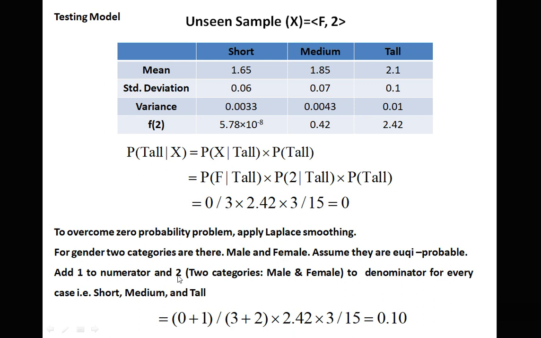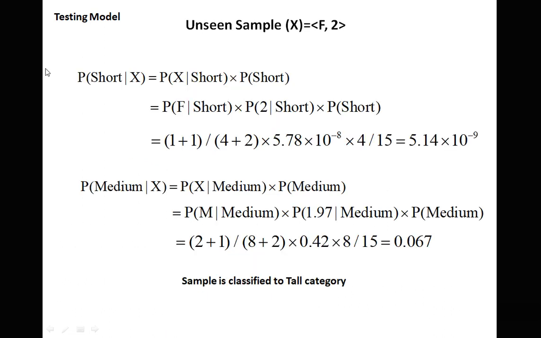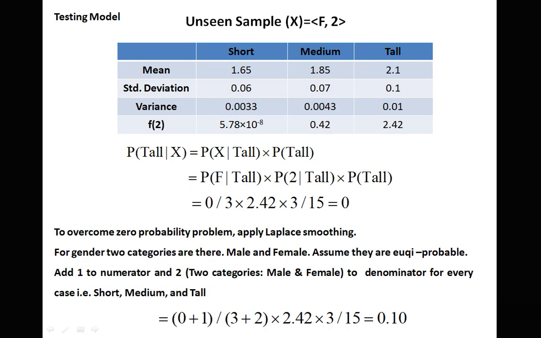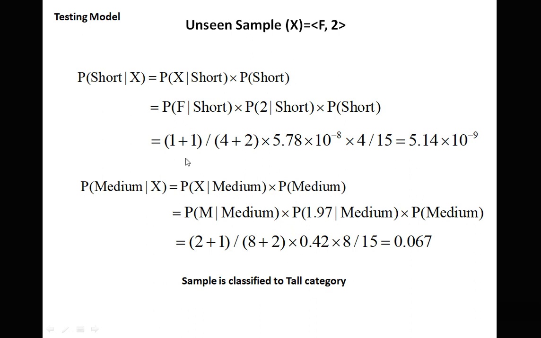So in the denominator we add the 2, and we require to add it for every combination, that is tall, medium and short. Therefore our formula becomes 0 plus 1 divided by 3 plus 2, that is 1 to add to the 0, and in the denominator we add the 2, that is nothing but the categories for the gender. So instead of 0 we are getting the answer 0.10. Similarly we can do it for the short, numerator 1 denominator 2, same for medium, and we will check the answer, and the answer for the tall category is more, that is the probability of tall is more. So the sample is classified to the tall category.